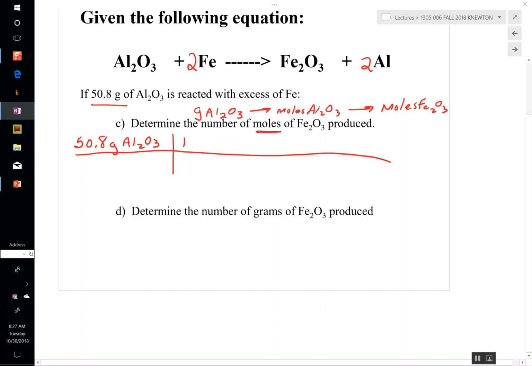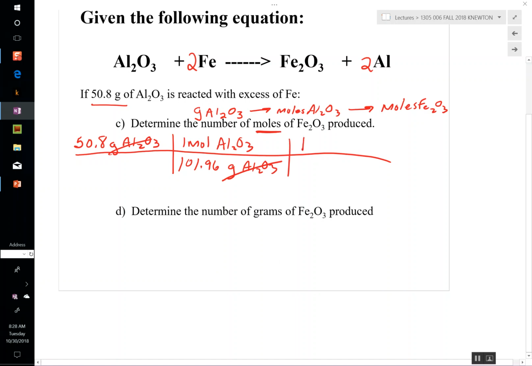So we're right kind of where we were on the previous problem. Same molar mass, nothing's changed. Aluminum oxide is 101.96 grams per mole. I didn't need grams per mole right there. I got the mole up here. Grams per mole there. So that gets me to moles of aluminum oxide.